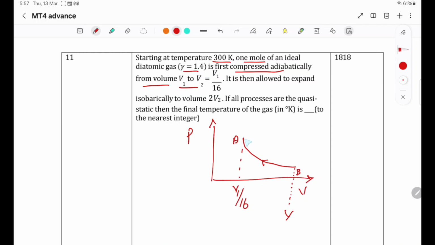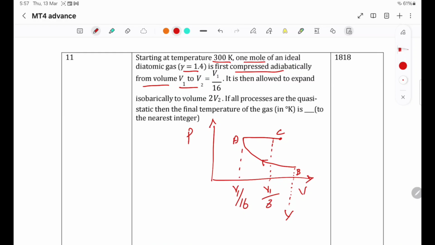So the pressure remains constant. From here it goes to some state. This is what is given: it is allowed to expand isobarically to 2V2. 2V2 means it will be 2 into V1/16, which is V1/8. Where will that be? It will be here, exactly in between. This is V1/8, that is 2 into V1/16.